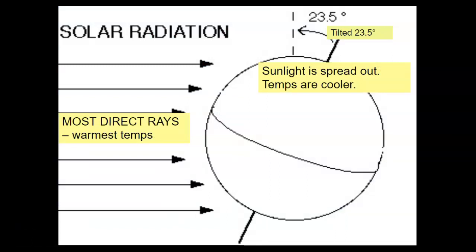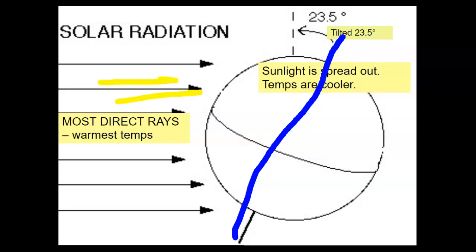So you see we have our imaginary axis running through the Earth. So the tilt is at about 23.5 degrees. Now we have our sun's radiation over here. So the sun is always going to strike the center of the Earth, that equator area, the most. So you're going to get your most direct radiation right here at the equator.